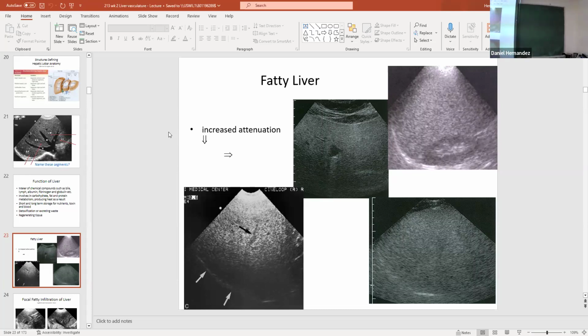But in this case, once it becomes fatty, we've lost all of that power of the ultrasound beam. And down here, we're barely seeing that posterior aspect of the liver. So you might have to really crank up your TGCs, your gains, to be able to try and visualize that.